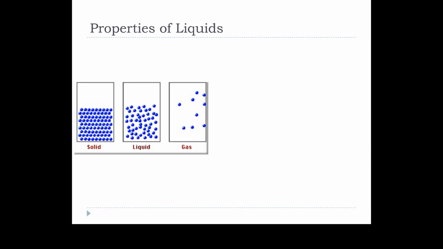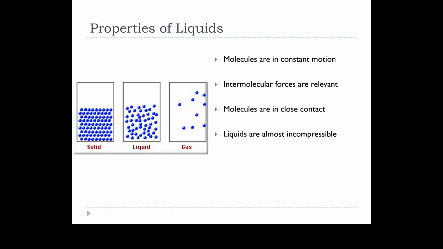This is a reasonable example of what solids, liquids, and gases look like at the atomic level, right? We've got this nice ordered thing, close contact for the solid. We've got pretty much close contact, a little more space, but disordered, in a liquid. And then gases, right? So molecules are in constant motion, close together, so the intermolecular forces matter a bunch.